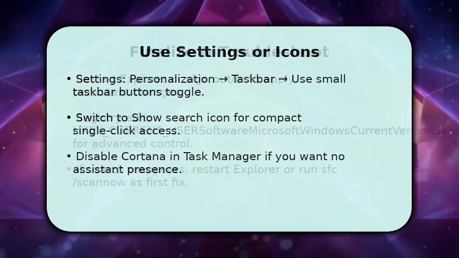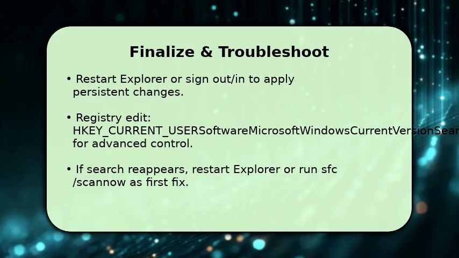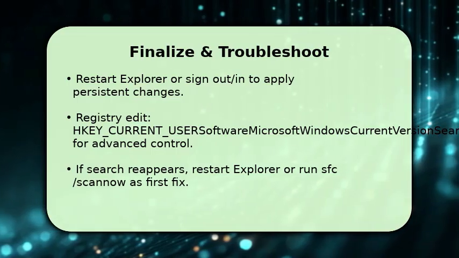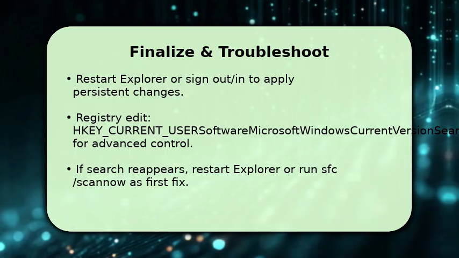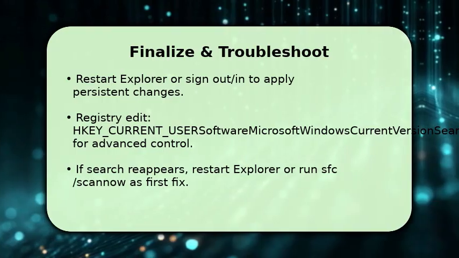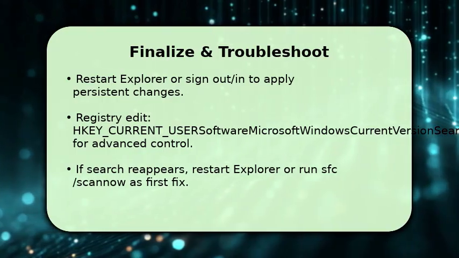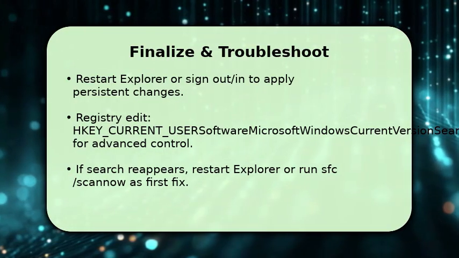Finish by confirming changes. Sign out and sign in, or restart Explorer from Task Manager to apply persistent settings. If you need deeper control, a registry key under HKey current user /software /Microsoft /Windows /current version /search can enforce hiding. Use caution and backup first.